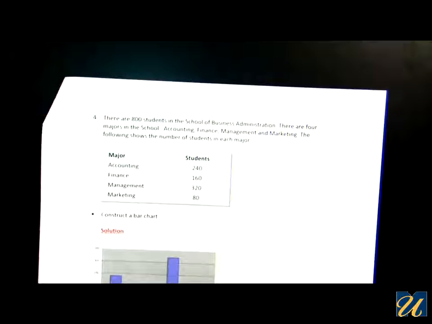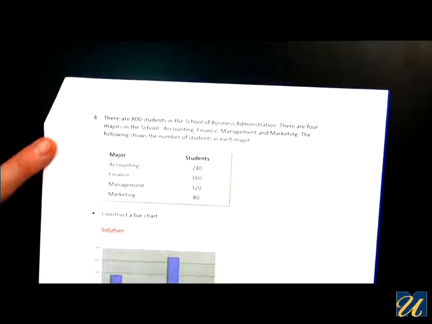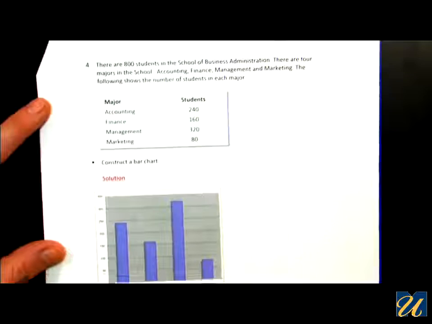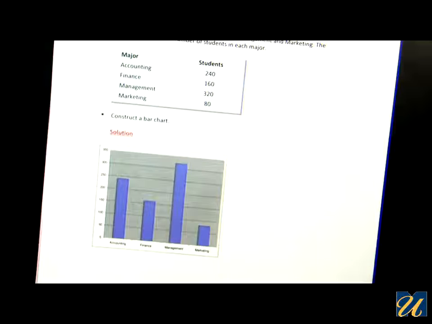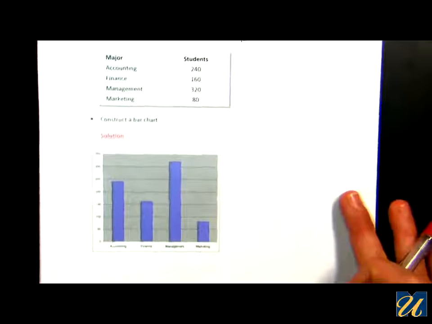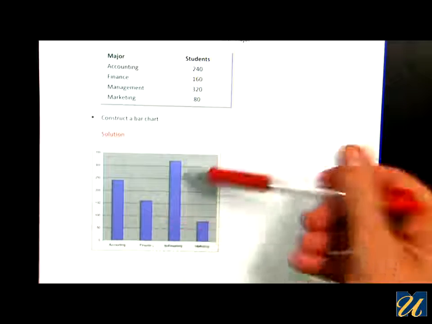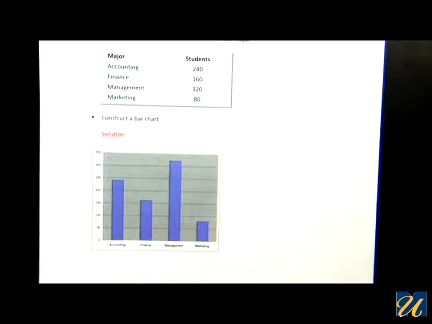There are 800 students in the School of Business Administration. There are 4 majors in the school: accounting, finance, management, and marketing. The following shows the number of students in each major. So you are given the frequency for each major, basically. All I'm asking is for you to construct a bar chart. As soon as you have the frequency, you simply create your scale and you create the bar chart. Based on the order followed here, this is how your bar chart should look like.